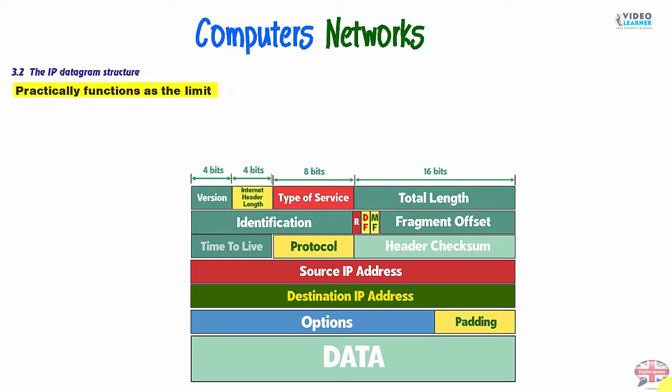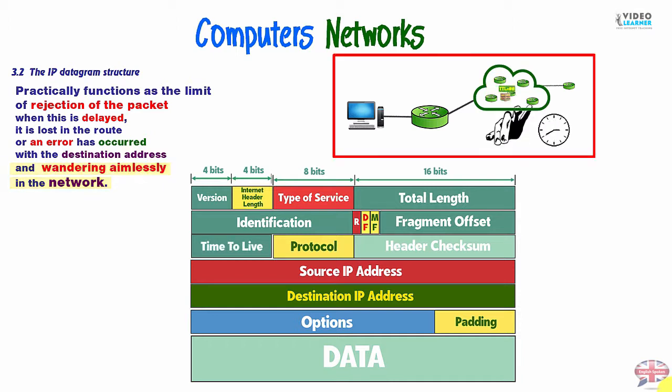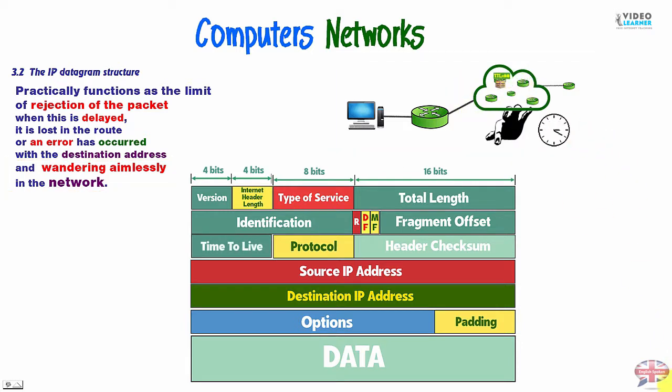Practically, this field functions as the limit for rejection of the packet. When this is exceeded, the packet is lost in the route, or an error has occurred with the destination address and it is wandering aimlessly in the network. So we have an error.